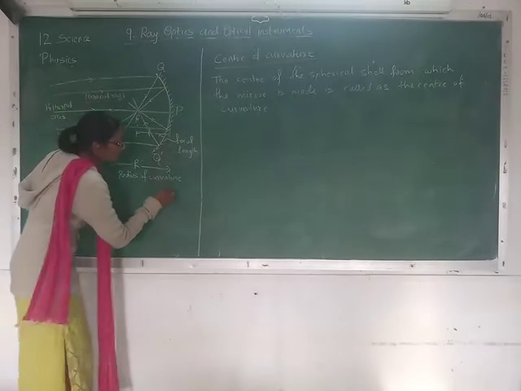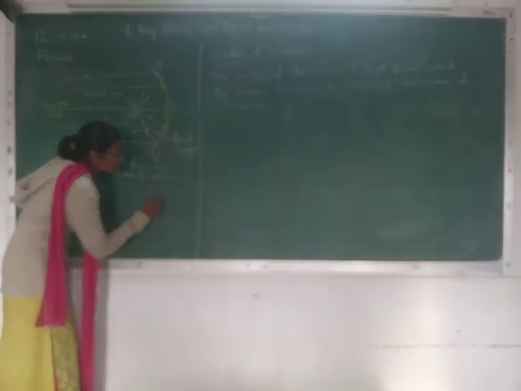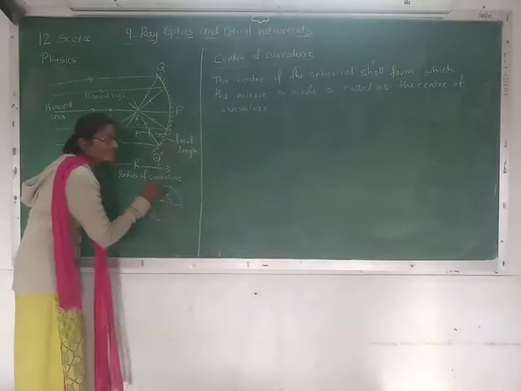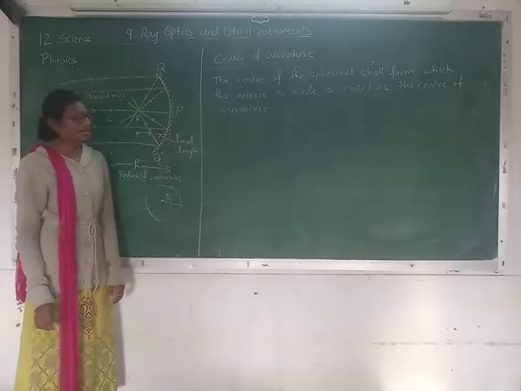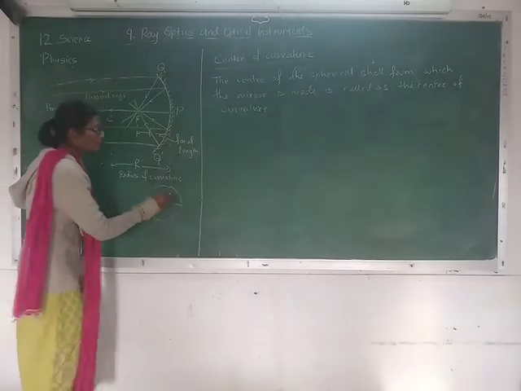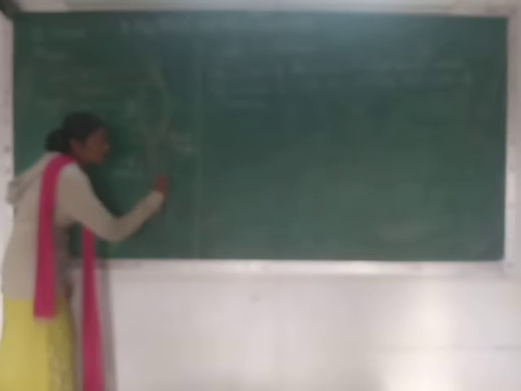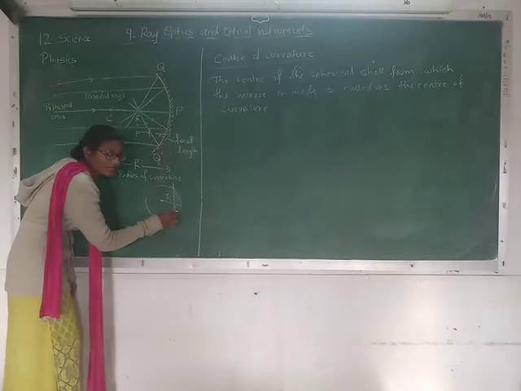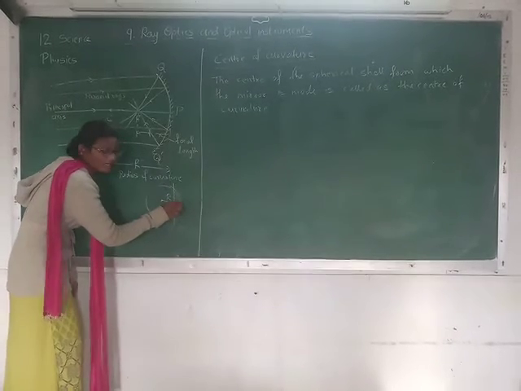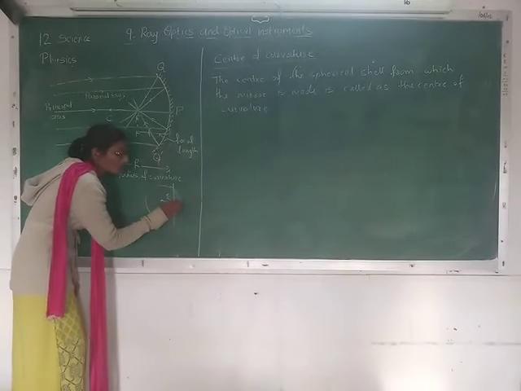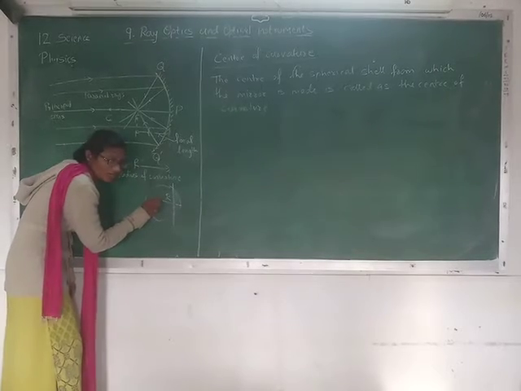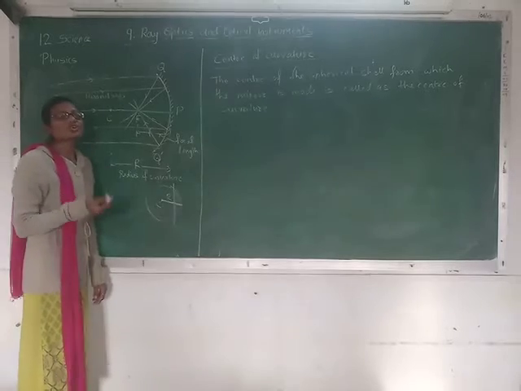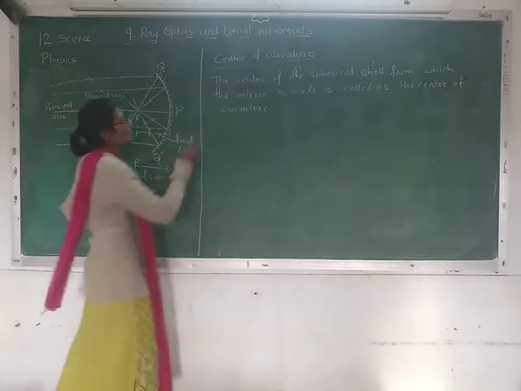And we know for the circle, from this point to any point on the circle, that is termed the radius of the circle, right? So over here also, the portion cut from the spherical shell which we consider as the mirror, from the mirror to this point, the center of curvature, this distance is called the radius of curvature, right?